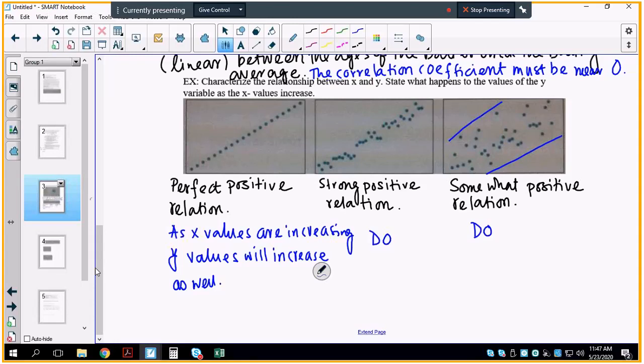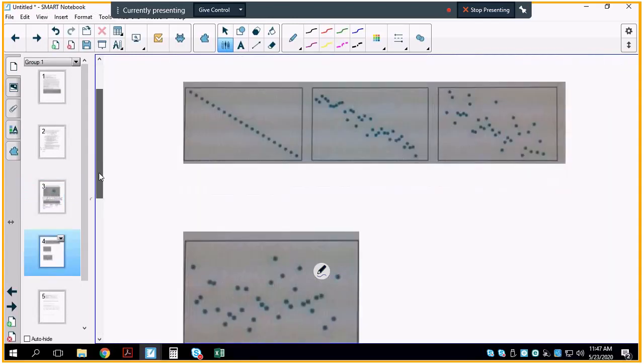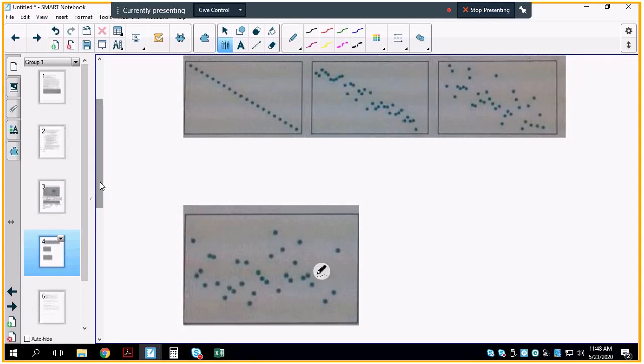Let's carry on. So our next three examples, if you look at all three of these graphs, they're all falling down. So I know that as x values are increasing, y values are decreasing. But we are interested in understanding which one is strong, which one is weak. So see the leftmost graph, it's a perfect straight line. So as usual, I will say this is perfect, but this time it should be a negative relation.